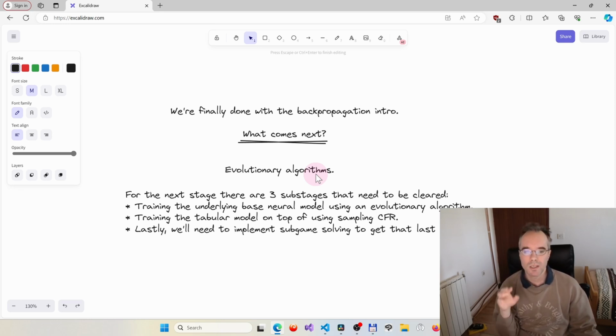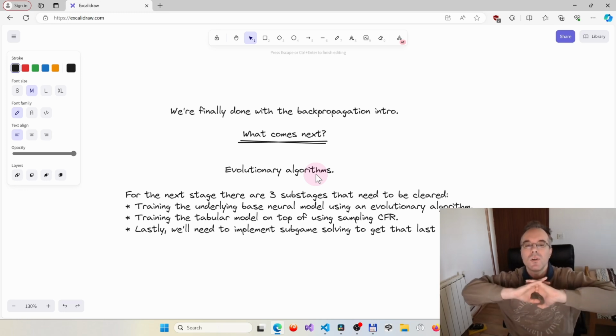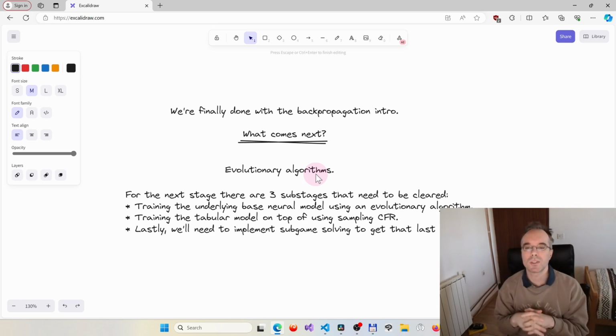After that, on top of the base, there will be a tabular model that we'll train using tabular counterfactual regret. This is something that we've covered in the previous videos. We've implemented a version of that in F#. And lastly, once all of that is done, we'll need to implement subgame solving to get that last bit of performance. Subgame solving is in fact just a tabular CFR, except instead of training a tabular model on the complete game, we just train a model on a subset of the game.